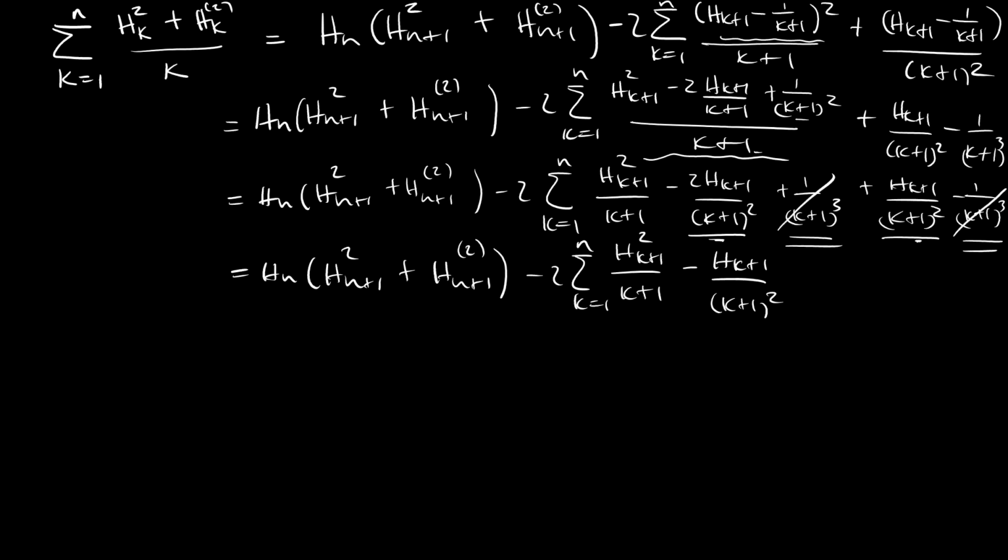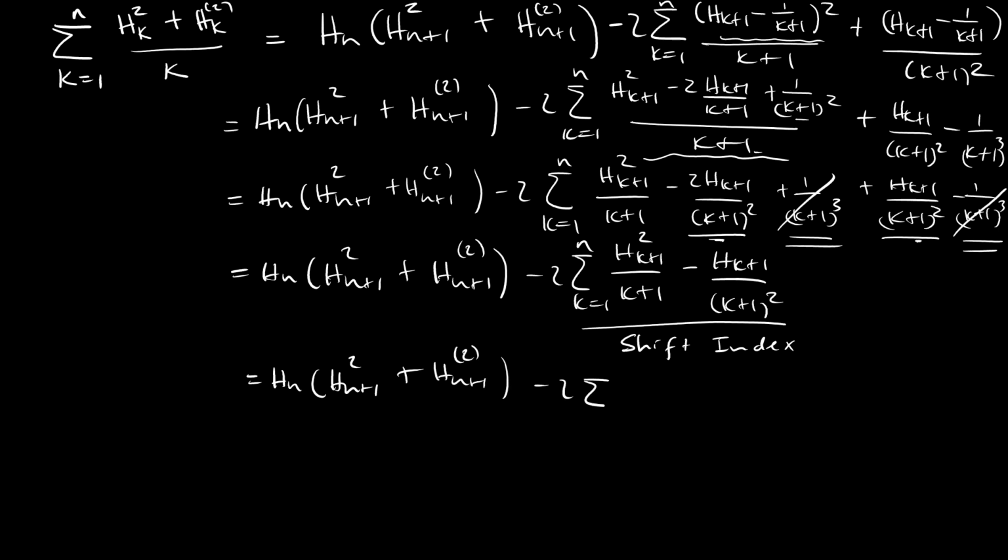Okay, so we're going to shift the index here so that we have a simple k. What does that mean? So we have h_{n+1} squared plus h_{n+1} bracket squared minus 2, and the sum will begin from k equals 2 to n+1 of h_k squared over k minus h_k over k squared.